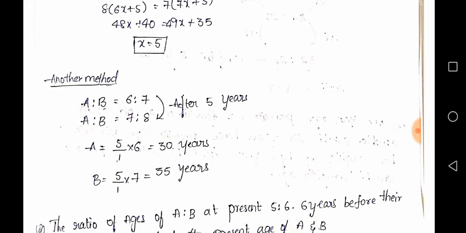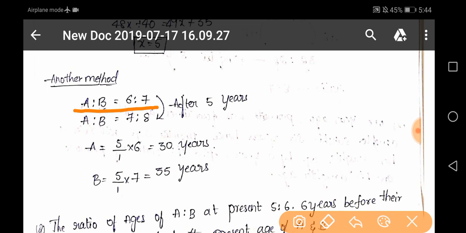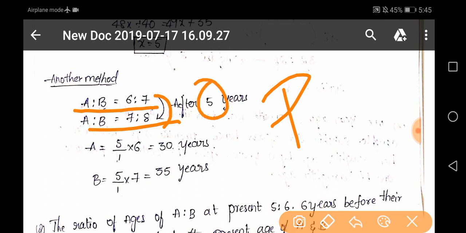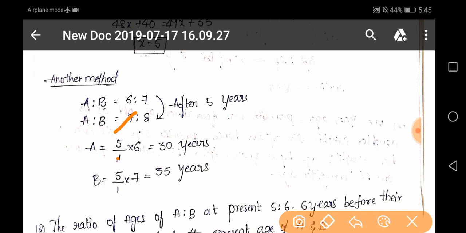Coming to the other method: A is to B is 6 is to 7 in the present ratio. After 5 years, it became 7 is to 8, and we have to find the present age. The number of years is 5. The difference between 6 and 7 is 7 minus 6, which is 1. So 5 by 1 into A's present ratio, which is 6. So 5 by 1 into 6, that is 30 years.